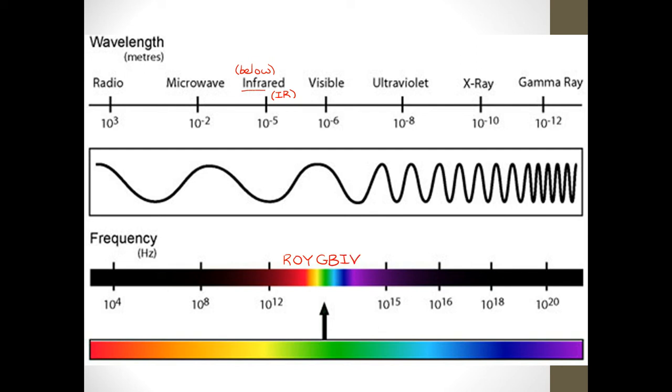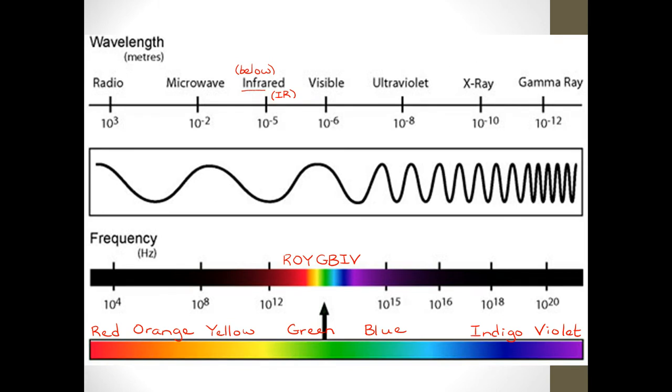Alright, so what does Roy G. Biv stand for? R is for red, O is orange, Y is yellow, G is green, B is blue, I is indigo, and V is violet. Now indigo is just a color that's kind of a dark purplish blue. Okay, it's right in between the blue and the violet range.